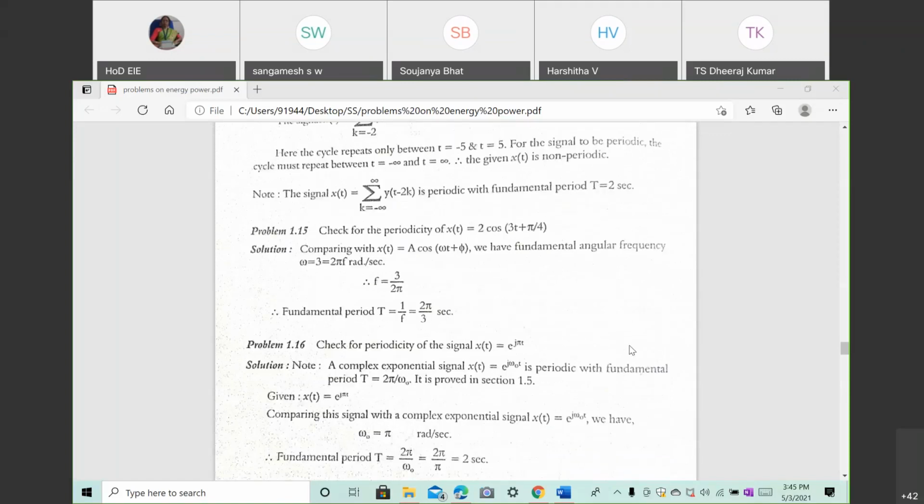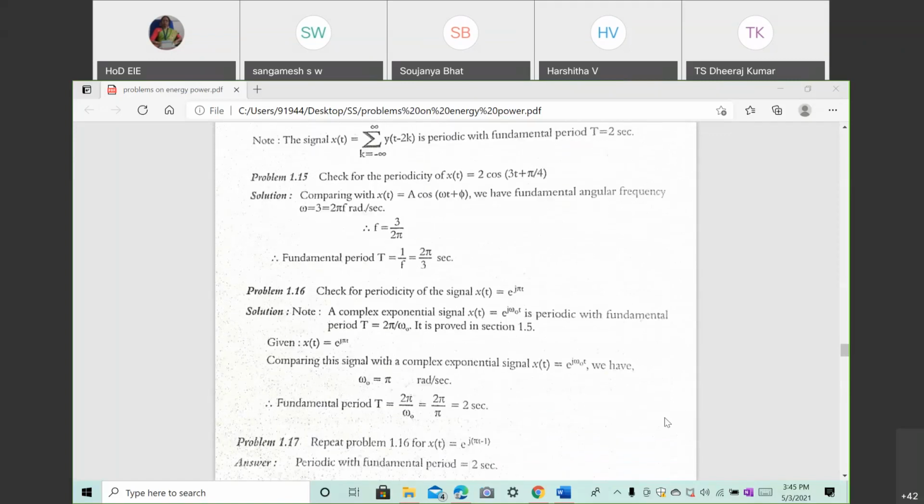Okay, see the next one. Check for the periodicity of x of t equal to 2 cos 3t plus 5 by 4. Here also they have given the equation, and they told us to check for periodicity.